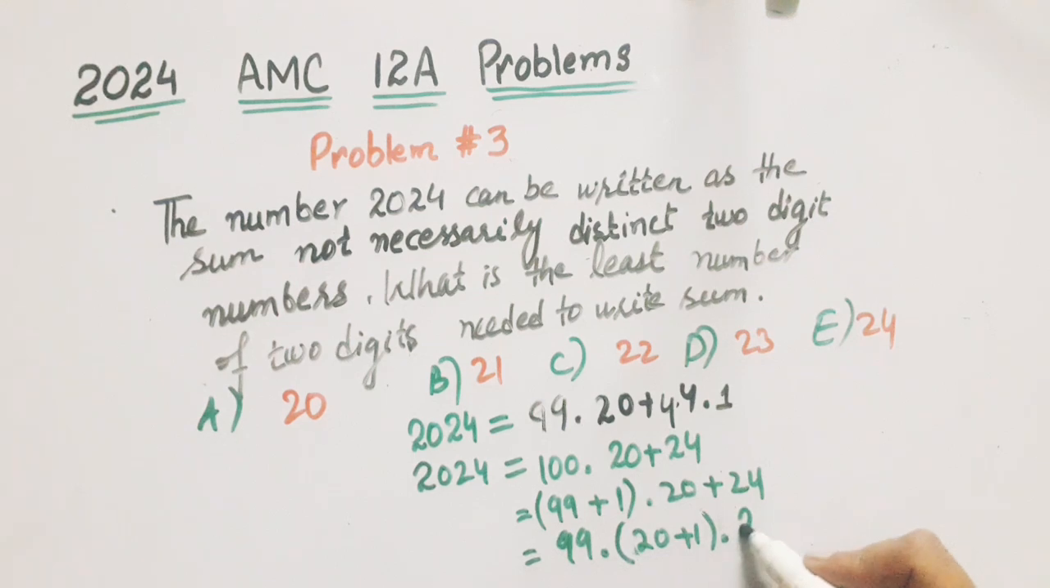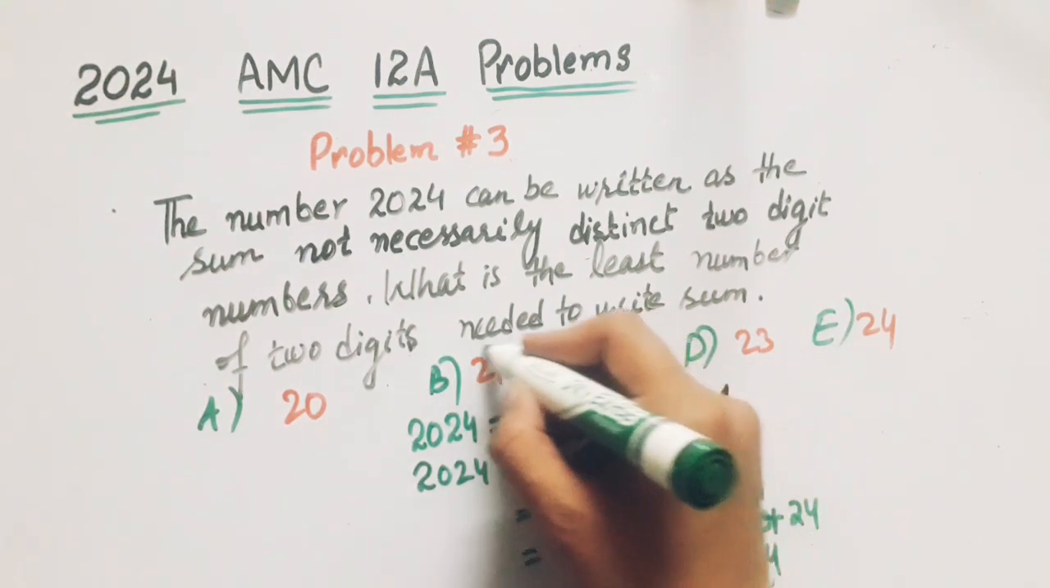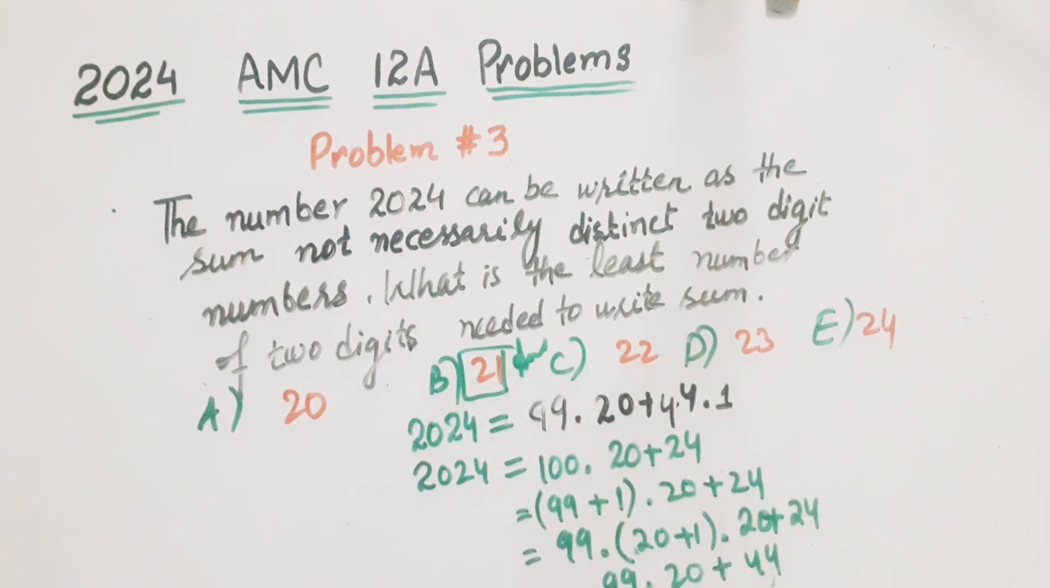And here we have 20 plus 24. So we get 99 multiplied with 20 plus 24, 44. So it will become 44. Therefore, a total will be 21. So this will be the final answer.